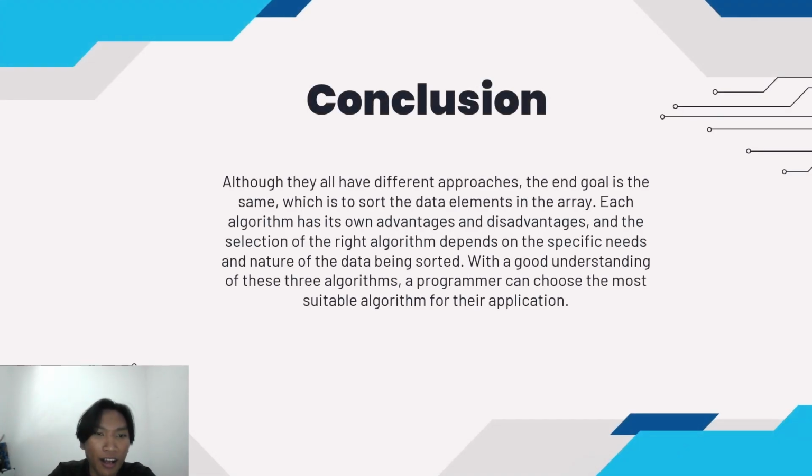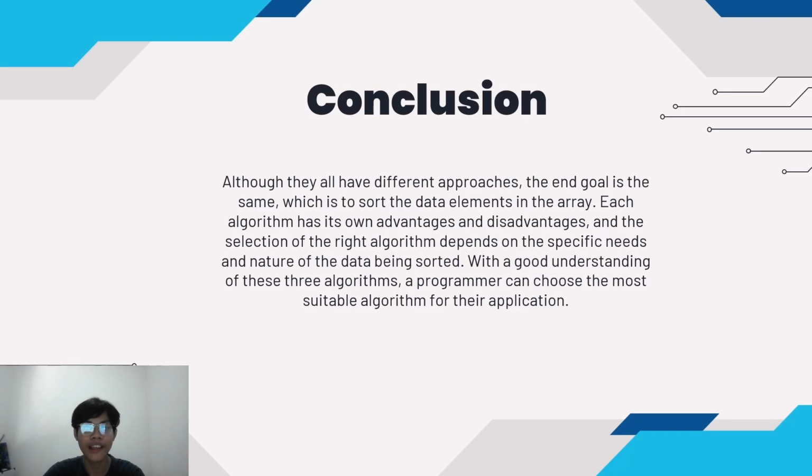Conclusion. Although the sorts have different approaches, the end goal is the same, which is to sort the data elements in the array. Each algorithm has its own advantages and disadvantages, and the selection of the algorithm depends on the specific needs and nature of the data to be sorted. With a good understanding of the three algorithms, a programmer can choose the most suitable algorithm for the application.